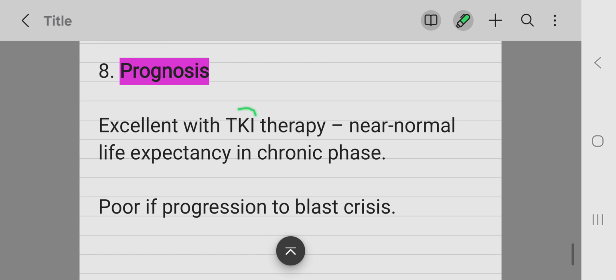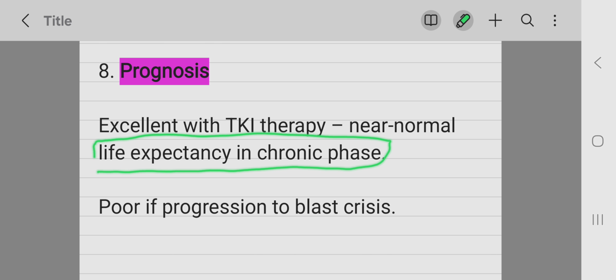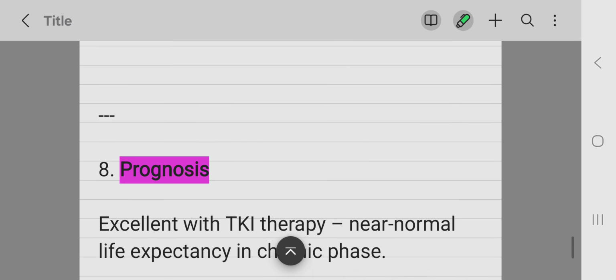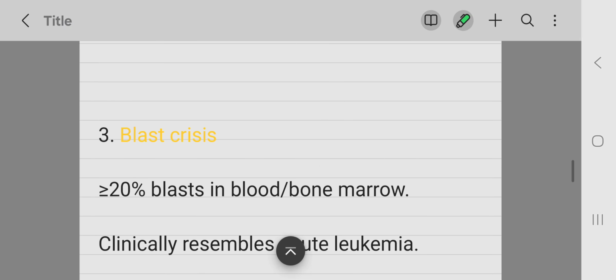Prognosis: tyrosine kinase inhibitor therapy has actually given excellent responses in CML, and therefore life expectancy in the chronic phase of CML is almost near normal. And if there is progression to blast crisis, then it leads to poor prognosis. So this is all about chronic myeloid leukemia.